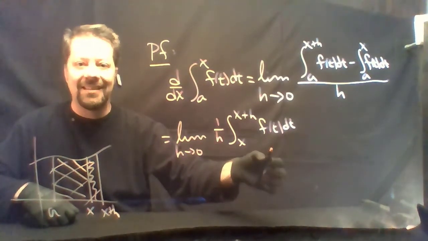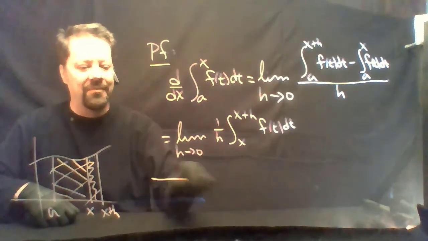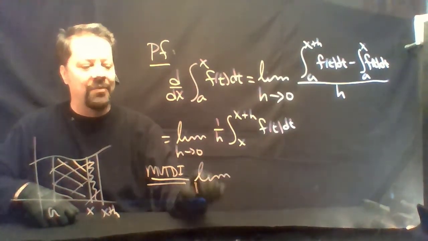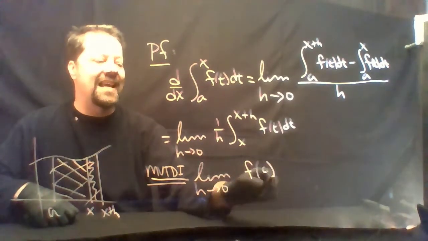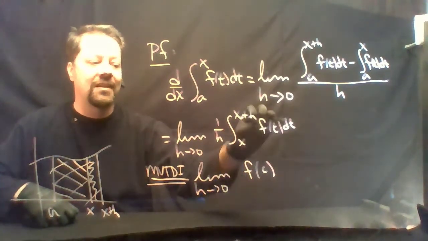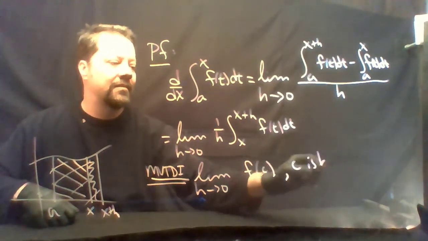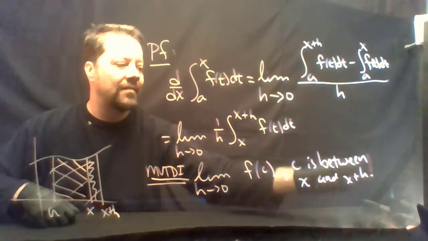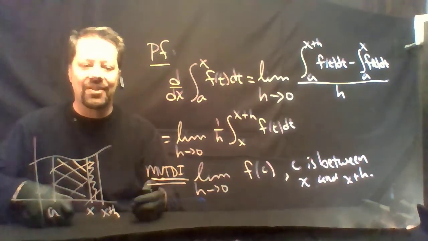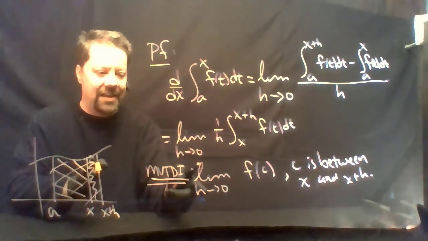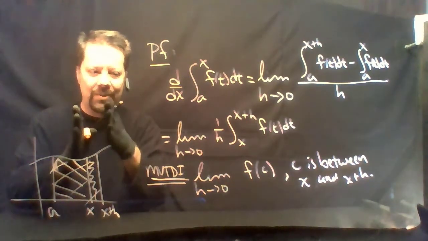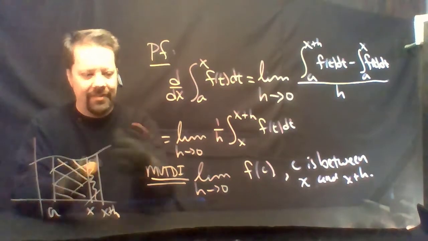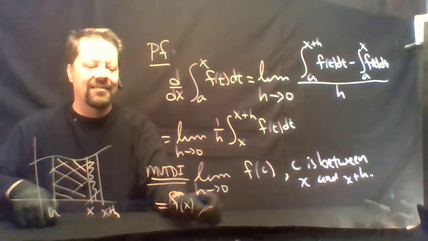This is an average. We can apply the mean value theorem for definite integrals to assert that we get the limit as h goes to 0 of f of c, where c is someplace in between x and x plus h. So c is trapped. It's trapped between x and x plus h, but h is getting smaller, so we have walls that are closing in. And c is in between, and as the walls close in, c gets squished to x. And that's the end of the proof.